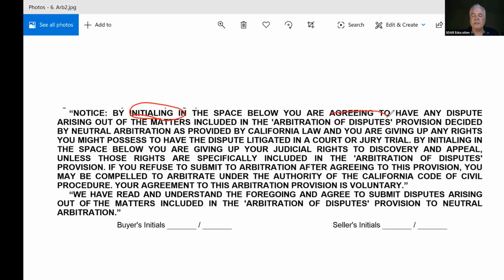included in the Arbitration of Disputes provision, which was that previous paragraph, decided by a neutral arbitration as provided by California law, and you're giving up any rights you might possess to have the dispute litigated in a court or jury trial.